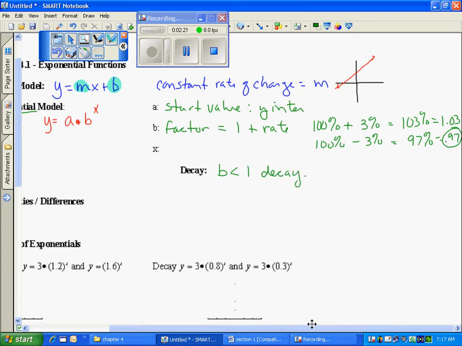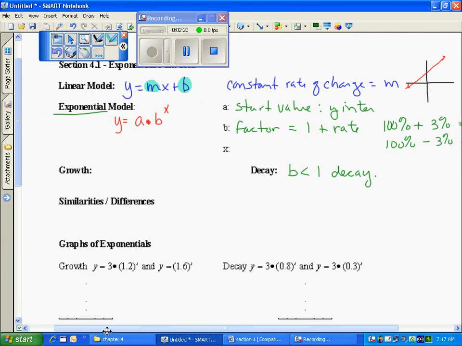When I have growth, my b value is going to be greater than 1, or my factor will be greater than 1 when I have growth. So decay happens when your rate, or r, is negative. Growth happens when r is positive. And the last thing is x, and x is just the exponent. That's why we call this thing an exponential.